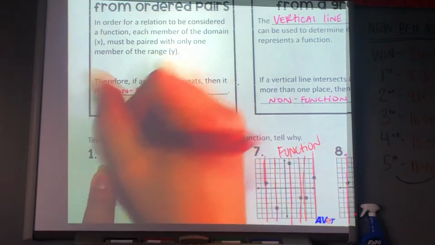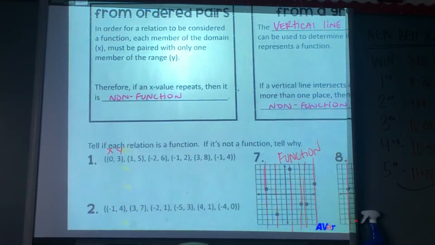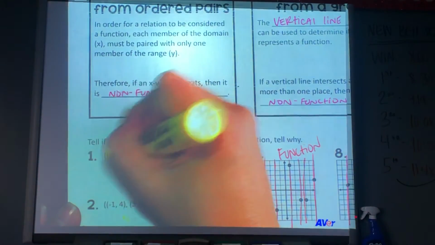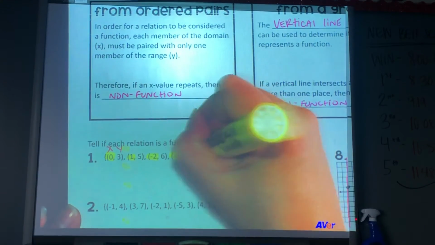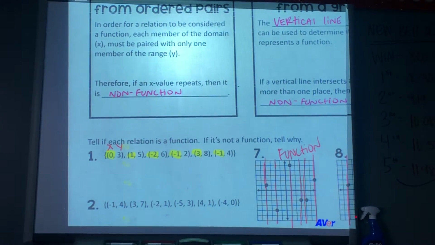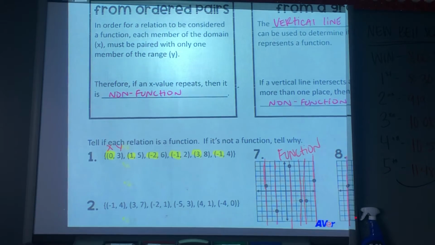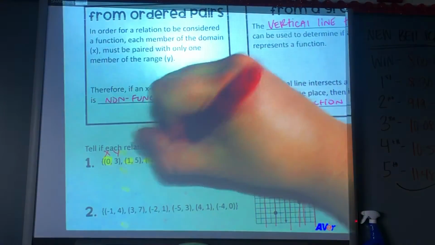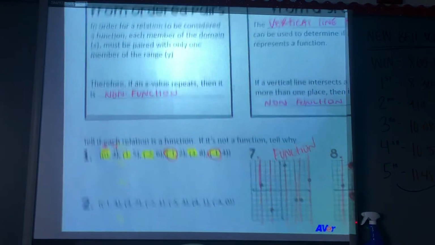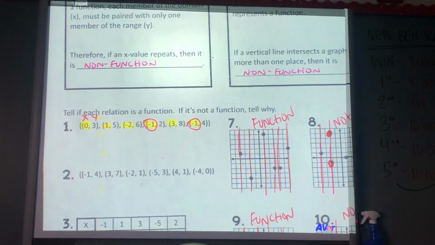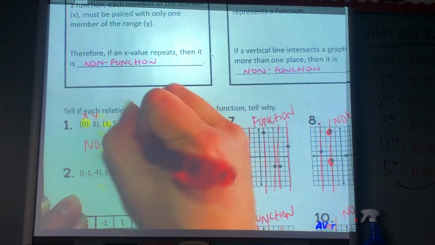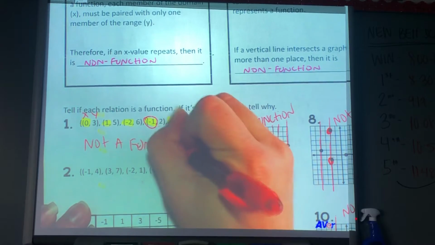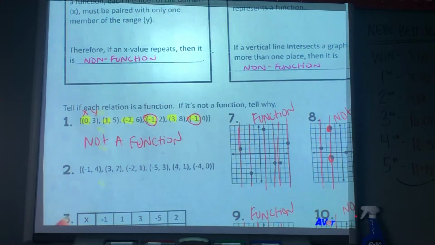We know that coordinates are labeled as x and then y, always. I'm going to highlight all the x values so it's a little bit easier for me to see them and not worry about the y values. So I have 0, 1, -2, -1, 3, and -1. Now you might notice that the -1 is listed twice, which is why this is not a function. It is not a function because the x's repeat. That is no good. So let's look at the next one.